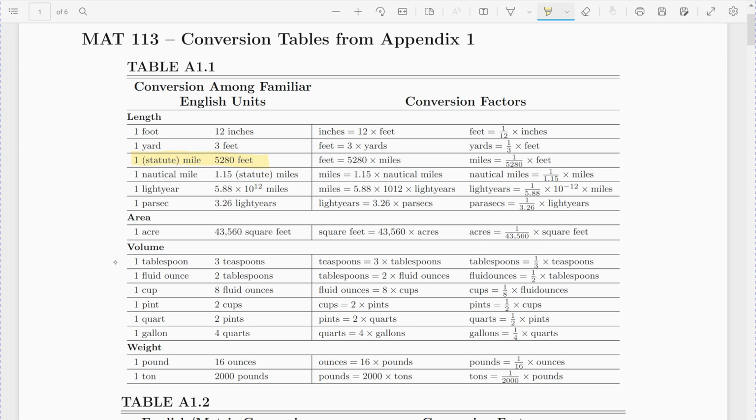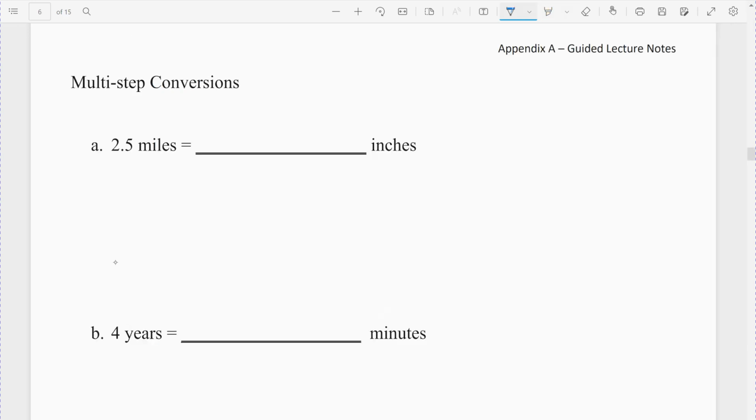Well, feet is not what I want, I want inches. So now I can get to feet, but I have to go one more step to get to inches, so I will also have to use the fact that the table gives me that there are 12 inches for every foot. And so I have to use two conversions. So I have to set up two conversion factors.